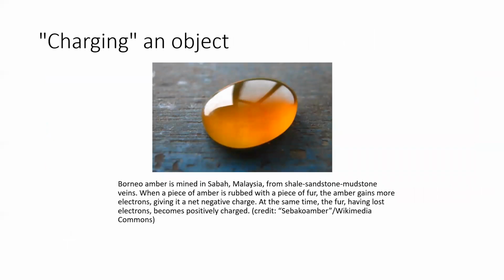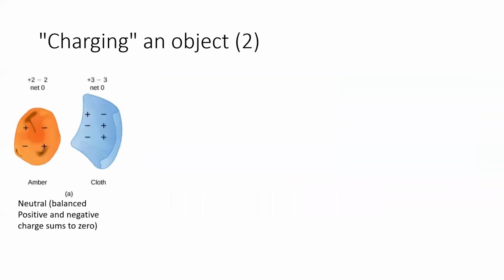So the first thing we're going to talk about is how objects are charged. This is a piece of Borneo amber. And so amber, when it's rubbed with a piece of fur, gains electrons. We'll define all this in more detail, but it gains a unit of charge called an electron, which gives it an overall, what we call a negative charge, therefore charging it. The process looks something like this.